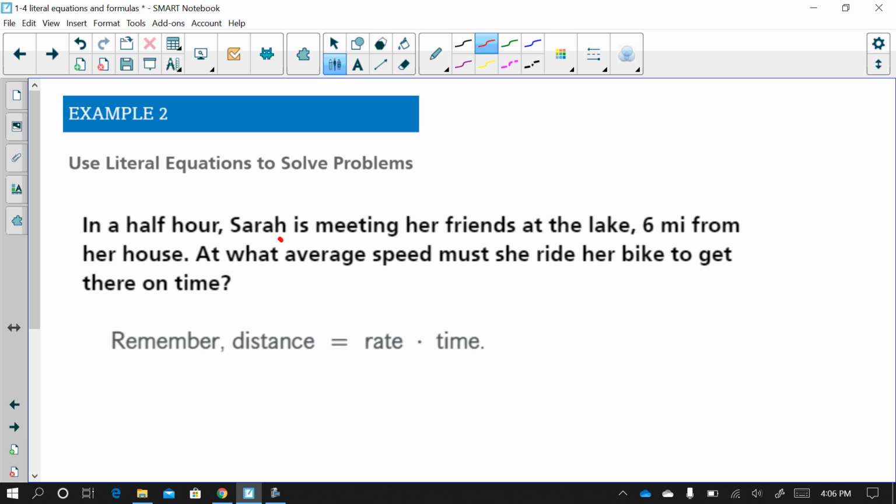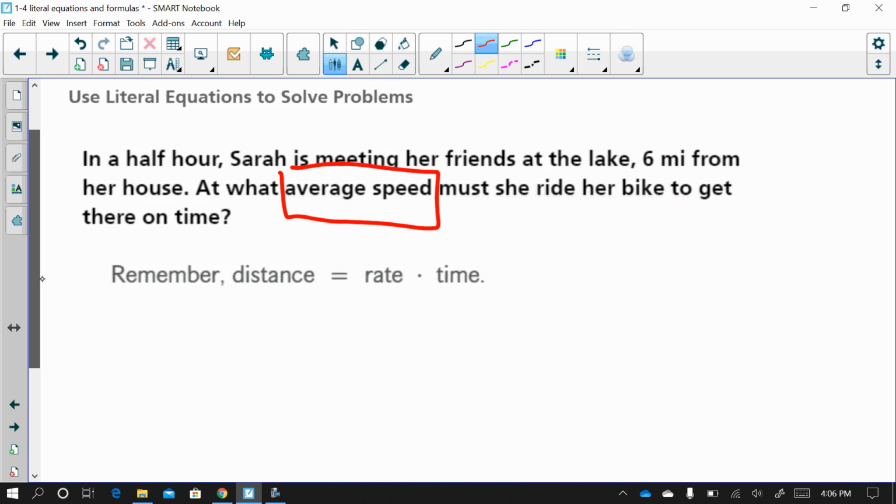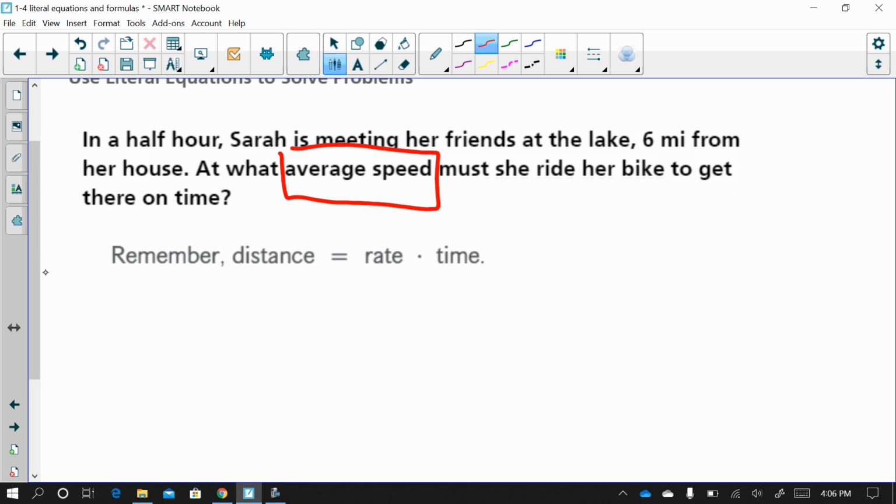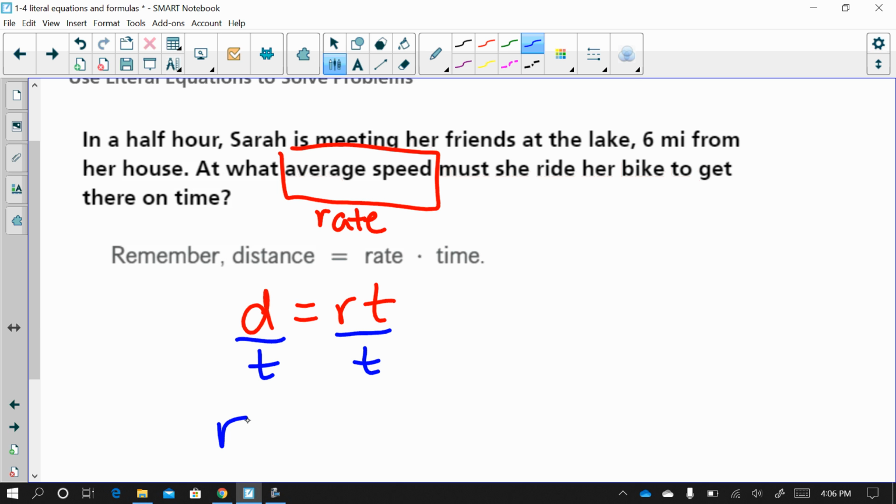Okay, so we're looking for speed. So we want to know distance equals rate times time. Speed is the same thing as your rate. So let's solve D equals RT for R. So to get R by itself, how are R and T connected? Through multiplication, so we just divide by T. R equals distance over time.